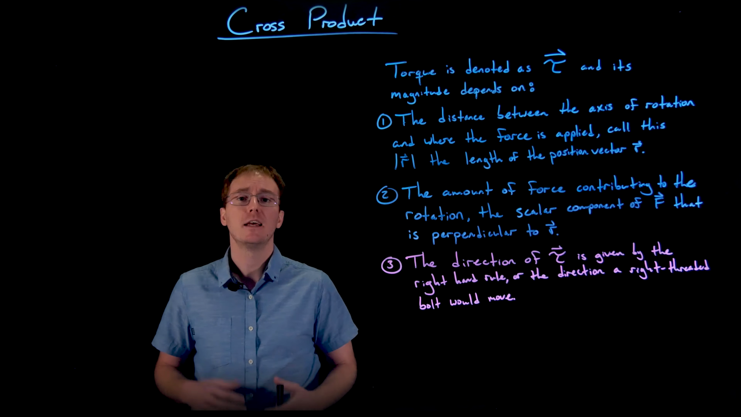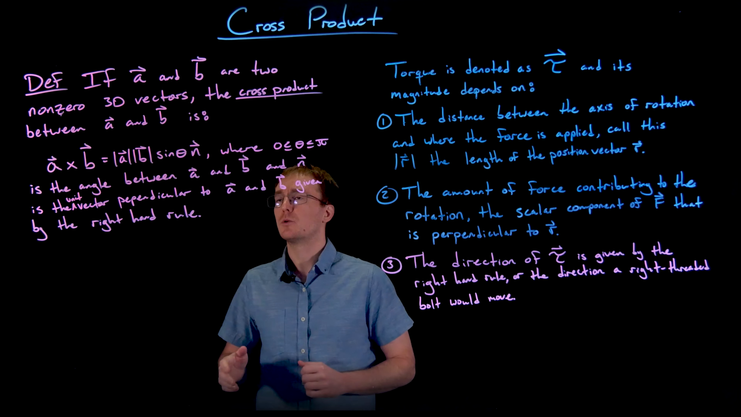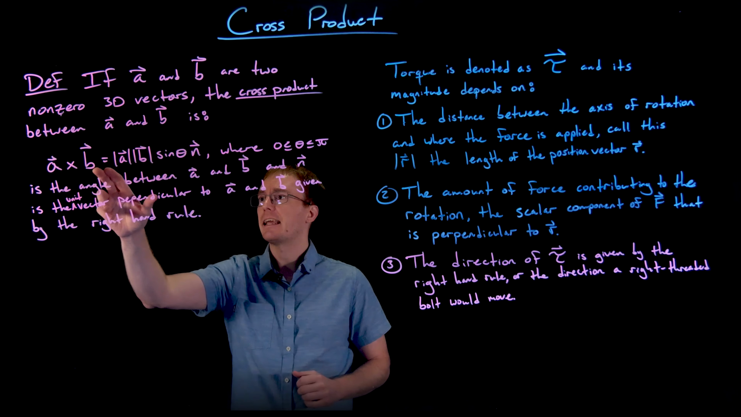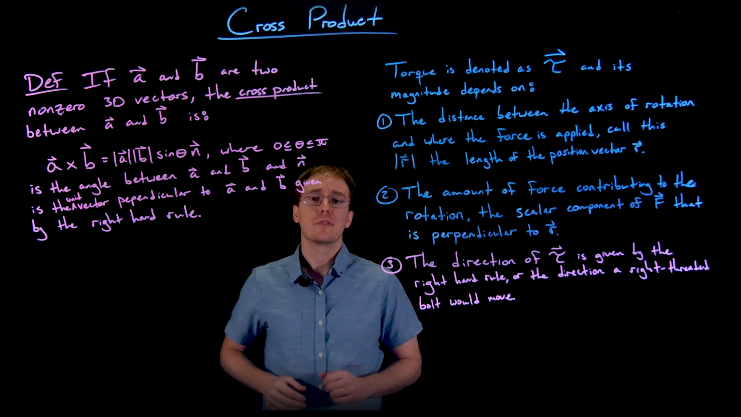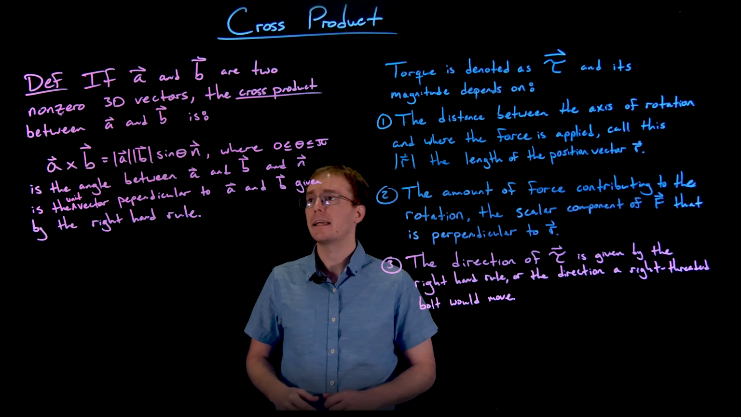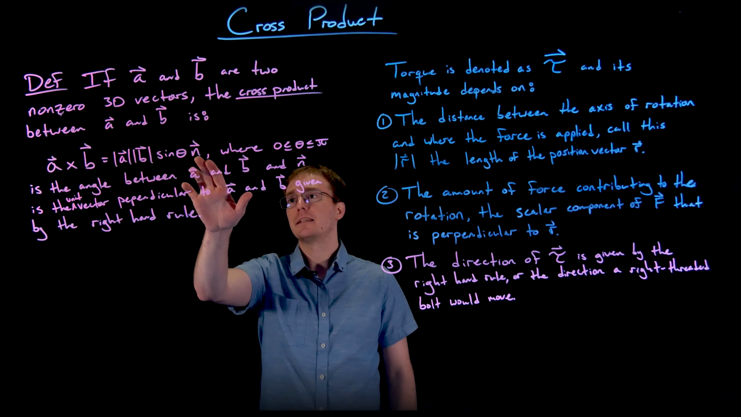All right, so now we finally have the definition of our cross product written down, so let's go over it. If A and B are two non-zero three-dimensional vectors, the cross product between A and B is going to be denoted as A cross B, and it's going to be equal to the magnitude of A times the magnitude of B times sine of theta, where theta is the angle between our two vectors A and B, and that's going to be given a direction of n, where n is the unit vector that is orthogonal or perpendicular to both vectors A and B, and is given by the right-hand rule between our vectors A and B.